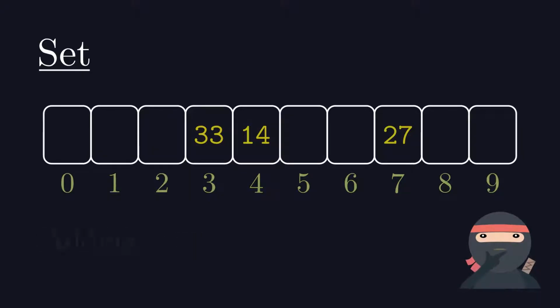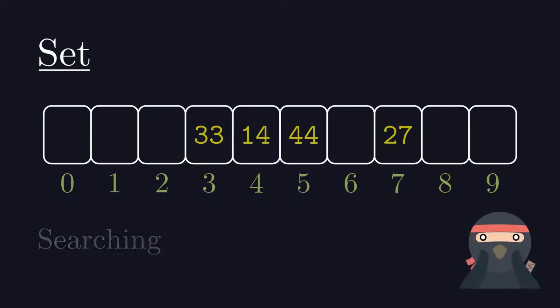Let's try to add 44. There is already an element present at index 4. This phenomenon is called collision. There are many ways to handle it. The simplest one is to put the value in the next available slot.